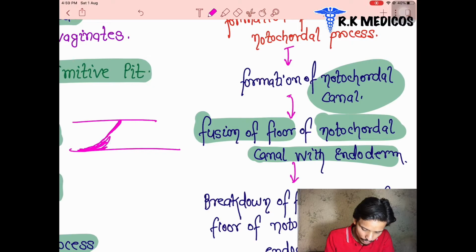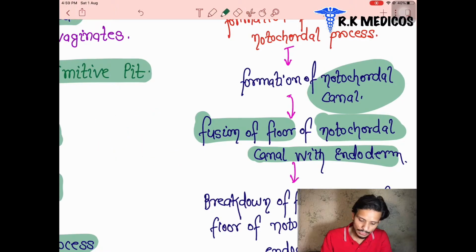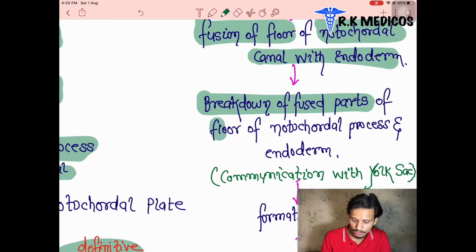They are coming like this, and they are going to fuse here with the endoderm. Now you know this is ecto, and this one is endo here. Through this they fuse here, fusing with this membrane. So it's so simple. After the canalization, the canal is formed, they fuse, and the next step is the breaking down of the fused parts of the floor of the notochordal process and the endoderm.